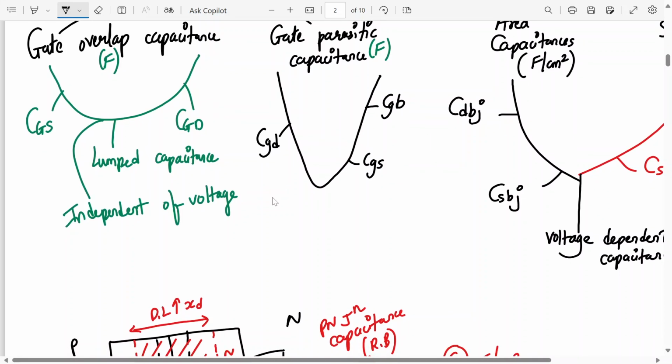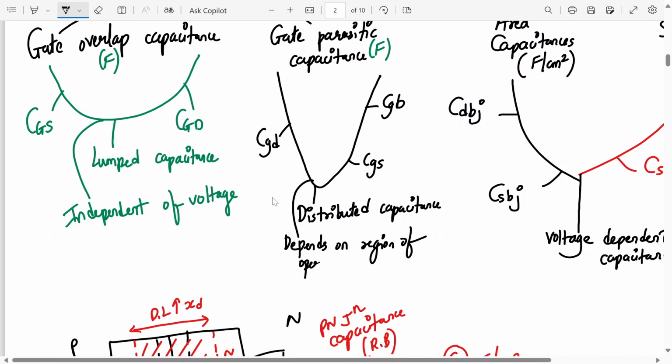These capacitances are distributed capacitances. They spread over the channel. They depend upon the region of operation of the MOS device. Which are the regions of operation? Cutoff, linear, and saturation. So they depend upon the region of operation of the MOS device.